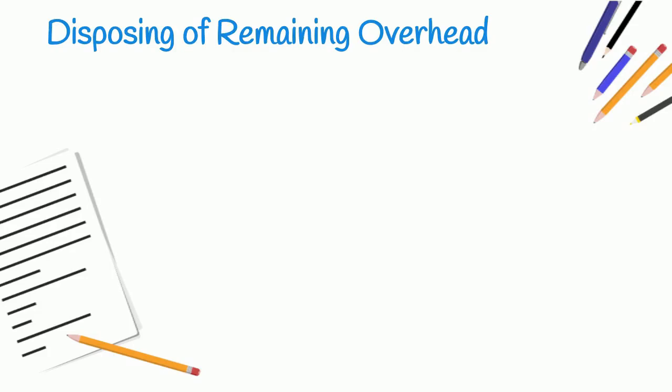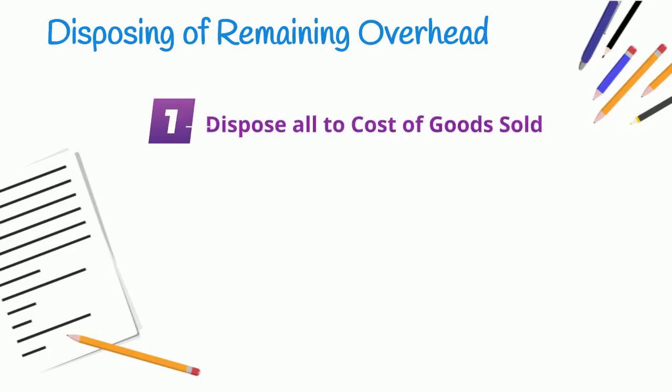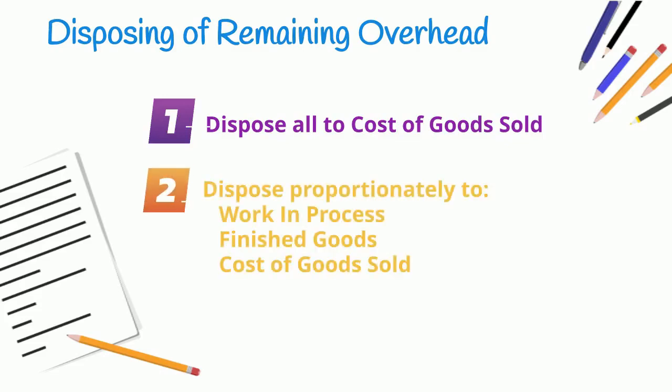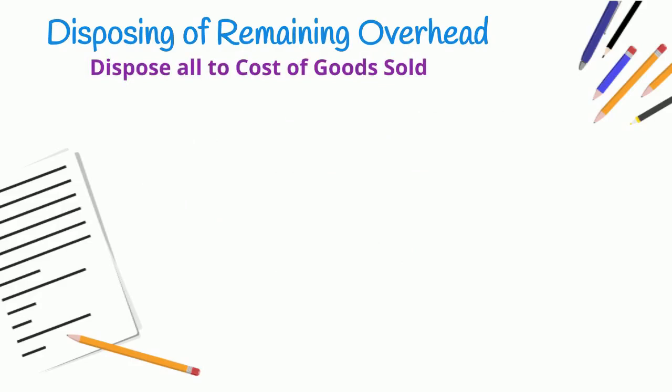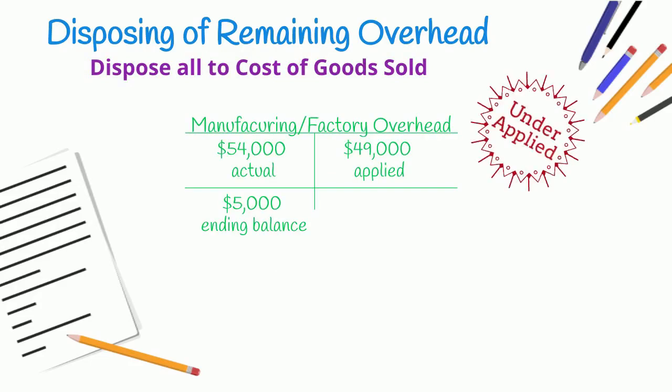So, how do we make this adjustment? You've got two options. One, adjust everything through cost of goods sold. Or, two, divide it amongst work in process, finished goods, and cost of goods sold. We're going to use the cost of goods sold option. We take the balance in the overhead account at the end of the year and adjust cost of goods sold by this amount. If we underapplied and the overhead account has a debit balance, then we will need to add this cost to cost of goods sold.